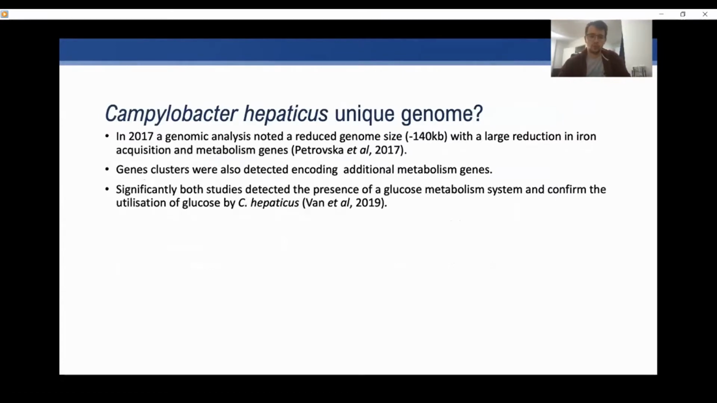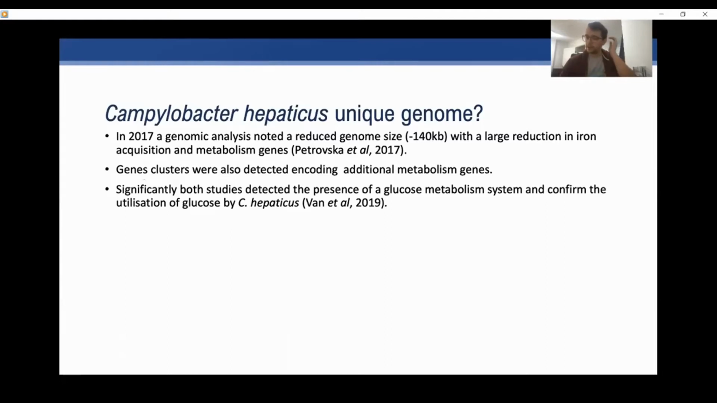There have been a few genome analyses done already in C. hepaticus. In 2017, an analysis noted that C. hepaticus had a much smaller closed genome compared to its closest ancestor, C. jejuni, with a loss of about 20 kilobases. This is put down to a reduction in iron acquisition and metabolism genes.